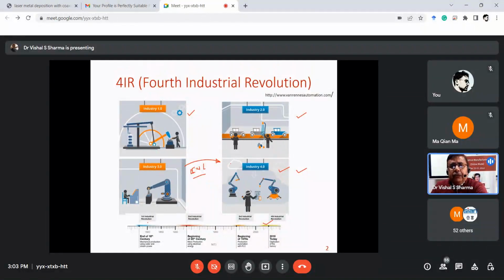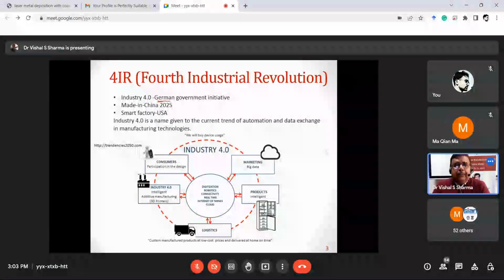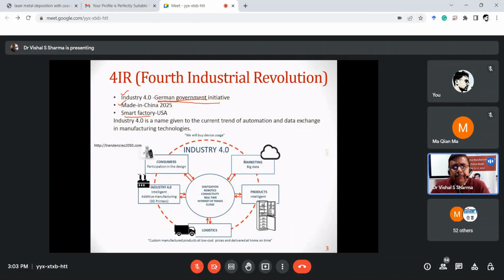Now, when we say Industry 4.0, this is a term which was coined as a German government initiative. The same thing when it is used in China is called Made in China 2025, and in USA they say it is Smart Factory. In all these three different terms, the core essence is the same. We are talking about connectivity between customers, products, industry, logistics. So everything is connected with each other.